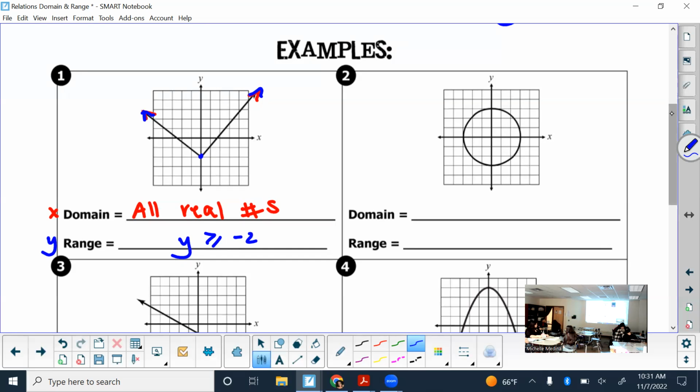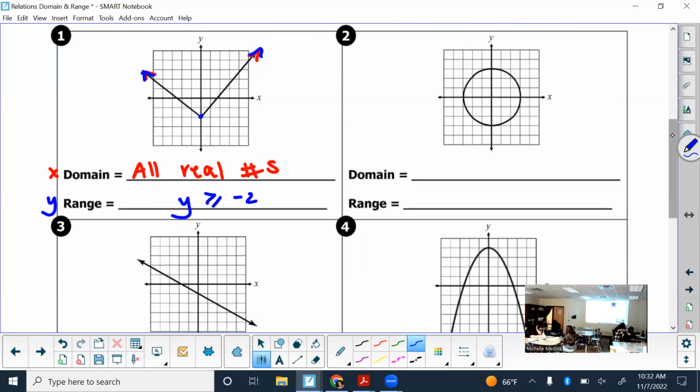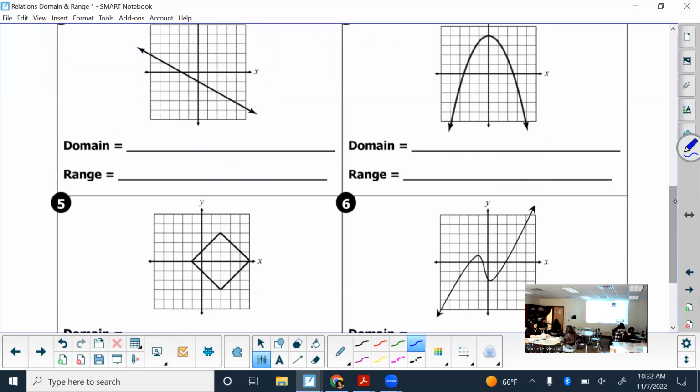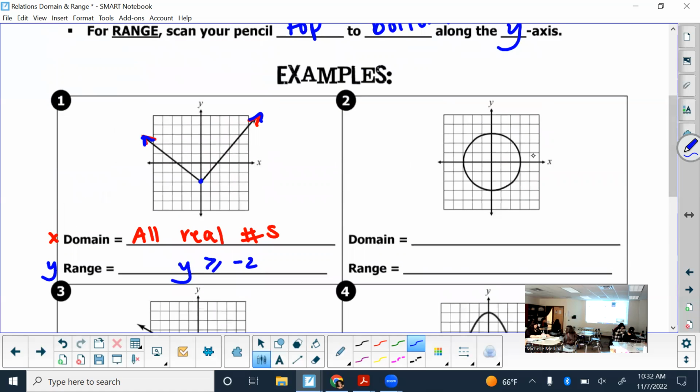All right, let's try a different one. All right, I think that number 2 is good to do as a class. So for the domain, we're looking at what axis? So we're scanning from left to right. Does it look like this graph goes infinitely to the left? Where does it look like it stops at on the x? So -3. Every time we have a boundary, we're going to have an inequality symbol, just so you know. So -3.